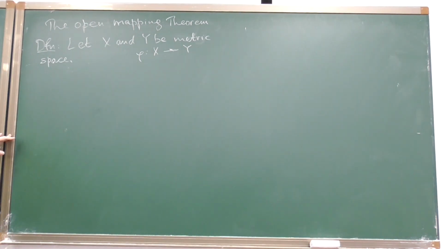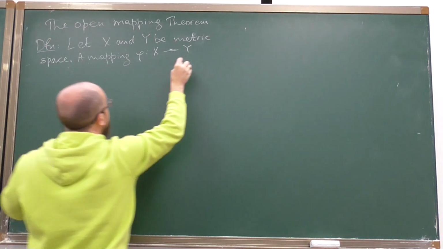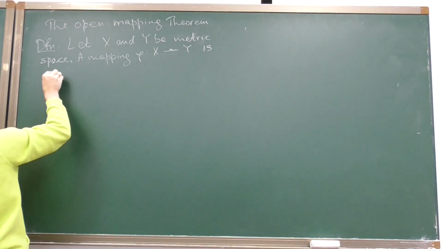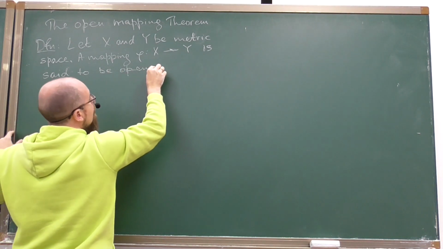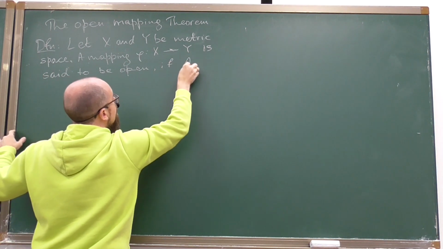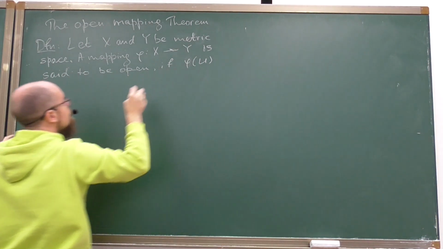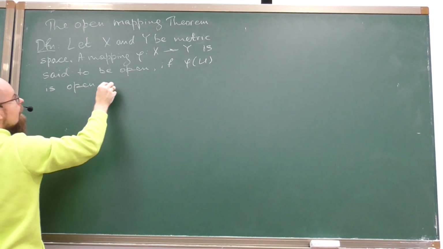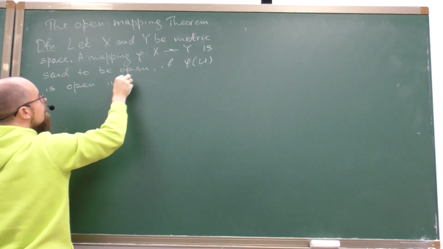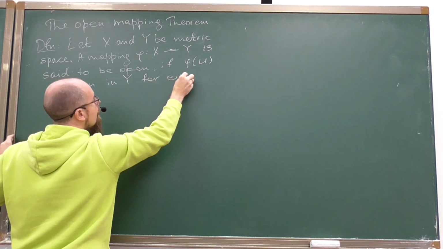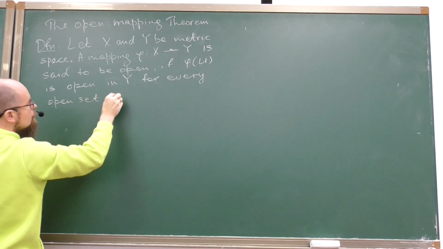A mapping is called open if phi of U is open in Y for every open set U from X.